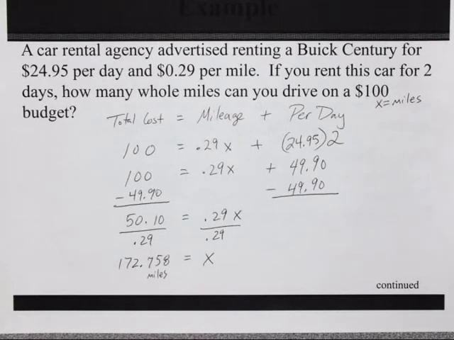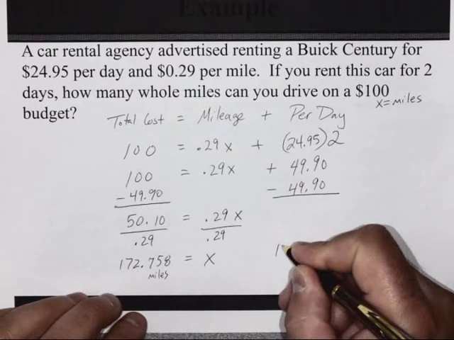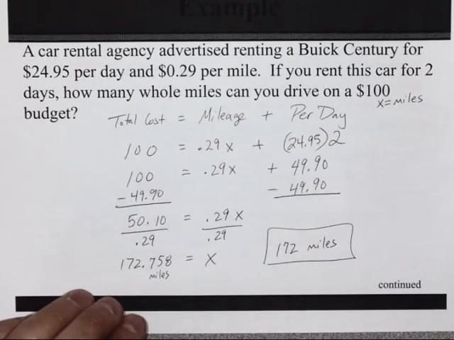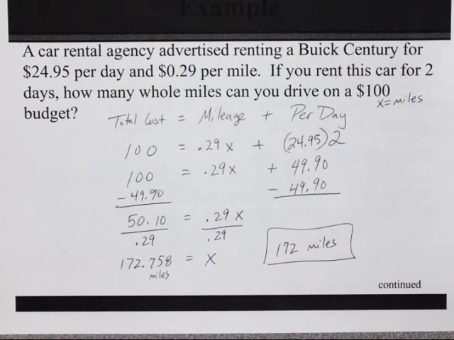If I round that to 173, I'm technically going to be over budget. Not by much, maybe like a penny or two, but I will be over budget. So I want to be under budget. So in this case, the normal rules of rounding are going to go out the window, and I'm going to round down to 172 miles, because that's the number of whole miles that I can drive and still stay within my budget. So that's kind of a tricky part about this problem, and you want to keep that in mind when you're solving it.